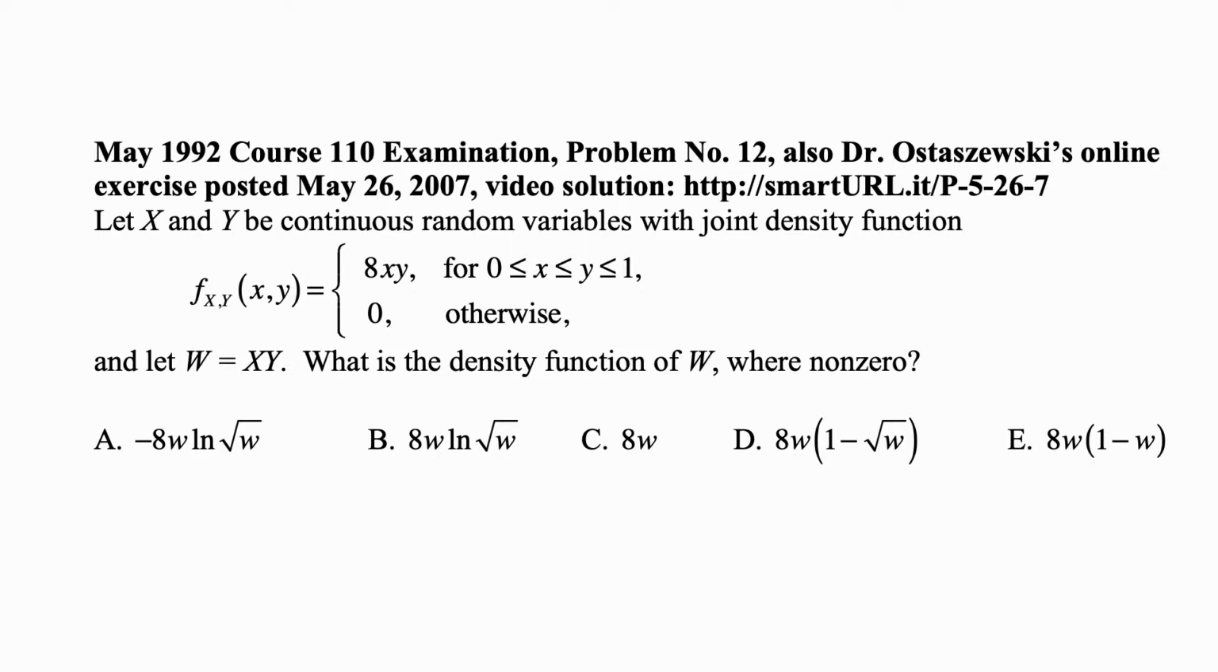Here's a problem for today, for exam P on probability. Let x and y be continuous random variables with joint density function f sub xy of xy equal to 8xy for x greater than or equal to 0, less than or equal to y, less than or equal to 1, and 0 otherwise. And let w equal xy. What is the density function of w where non-zero?